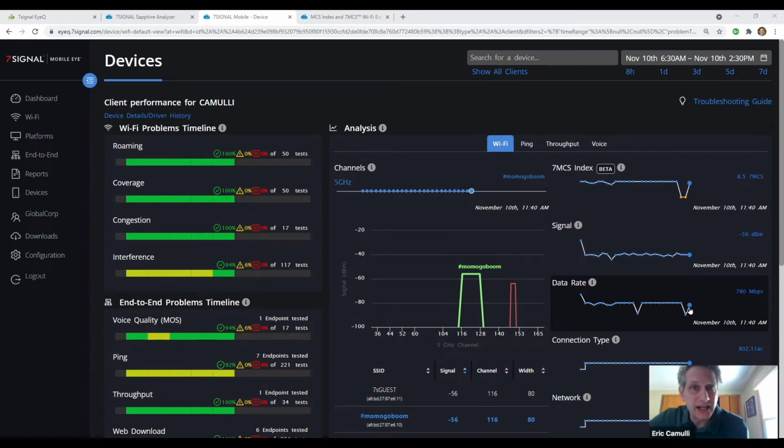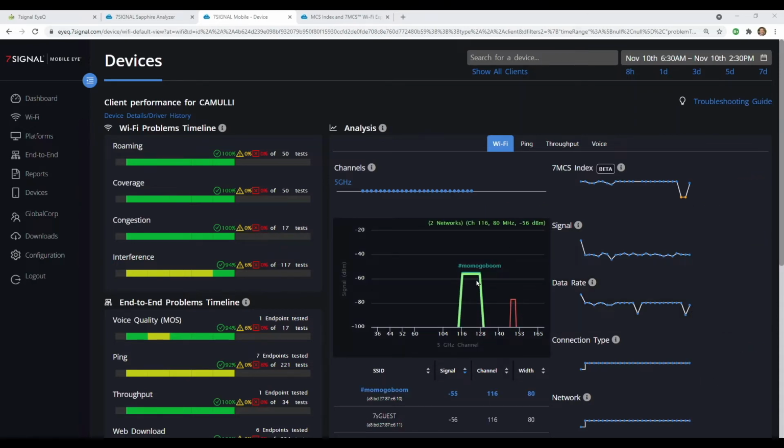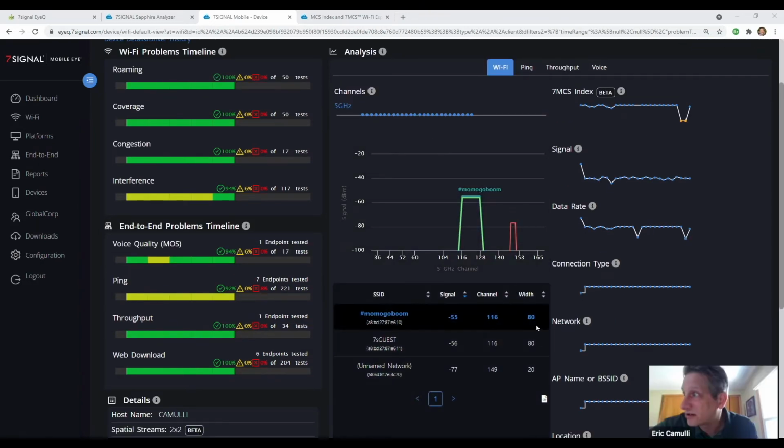Now the third thing I need to know is my channel width. Remember, the width of the channel is like a force multiplier of how fast I could or should be able to go. So I look to the channel. Here you go, right here. I'm on my Momo network, my Momo Go Boom network, and as you can see very clearly, that is an 80 megahertz wide channel. Once again, that's going to dictate how fast I could or should be able to go.